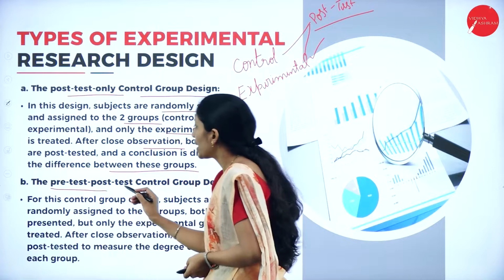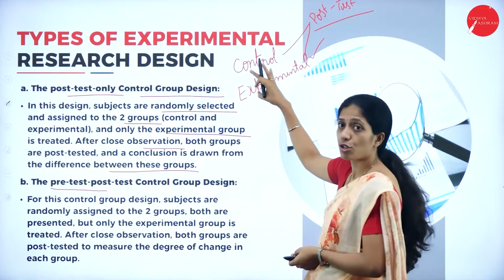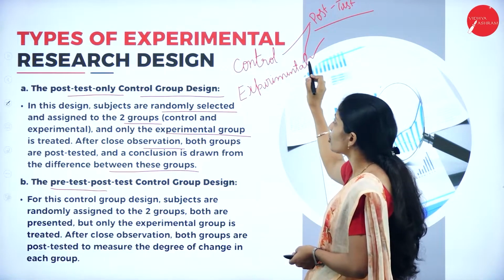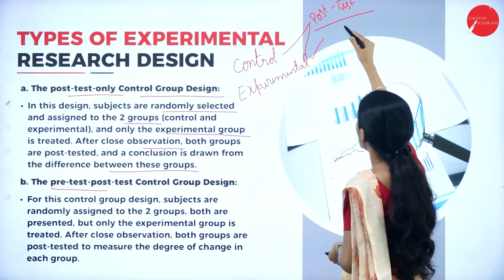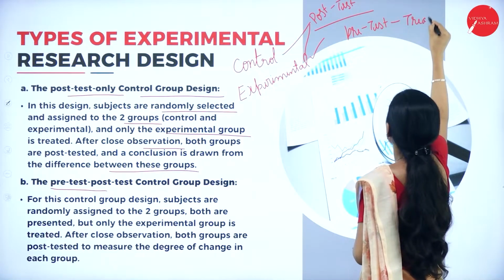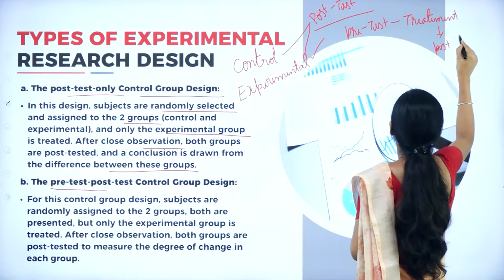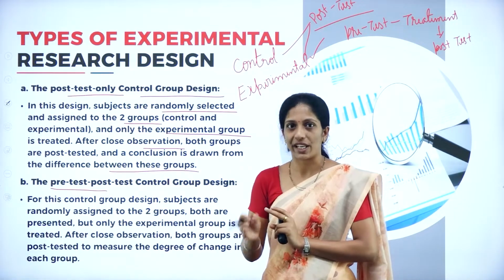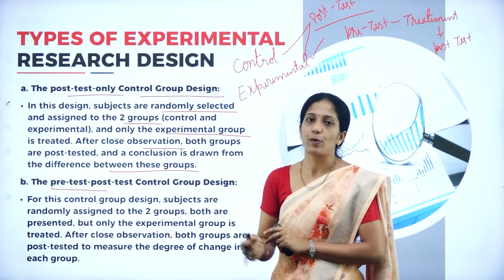The second one is the pre-test, post-test control group design. Here also they are going to involve two groups, the control group as well as the experimental group, and for one they are going to conduct the experiment. But the difference is that before doing the experiment, they will conduct a pre-test, then they will conduct the treatment, then they will conduct the post-test. So first, before giving the treatment, both the groups will be pre-tested, then they will give the treatment only to one group, and after that they will post-test.